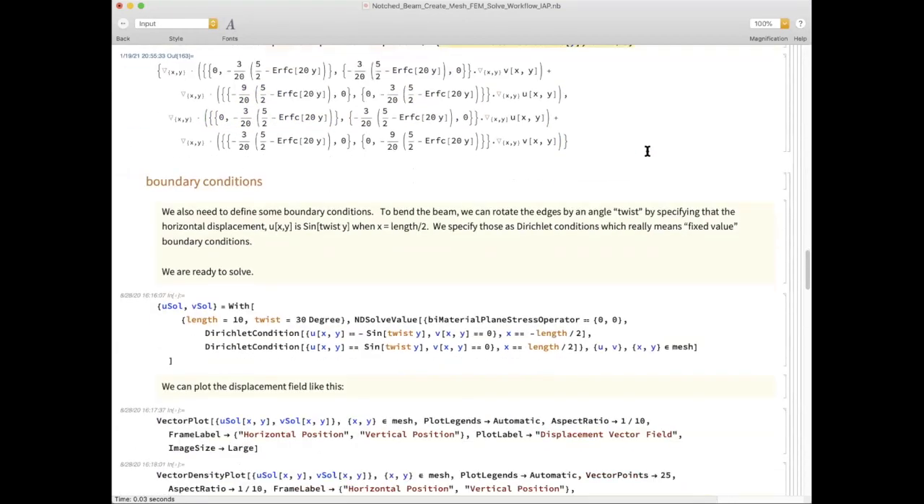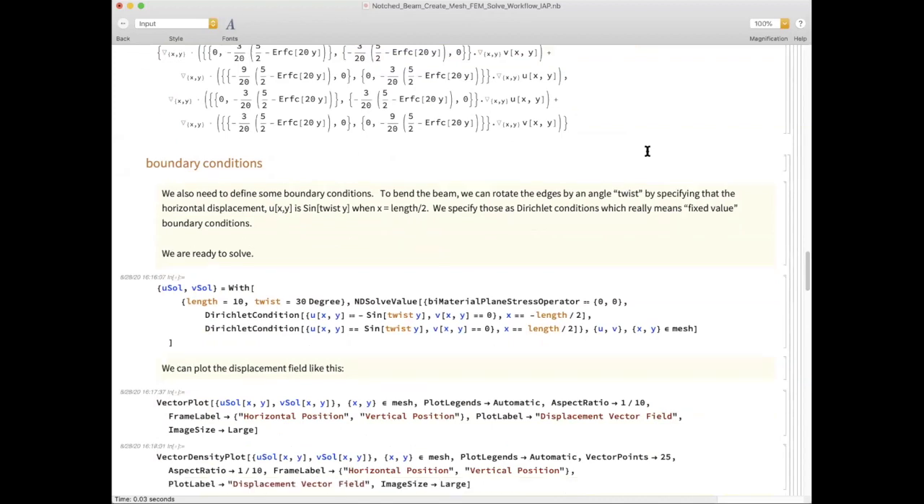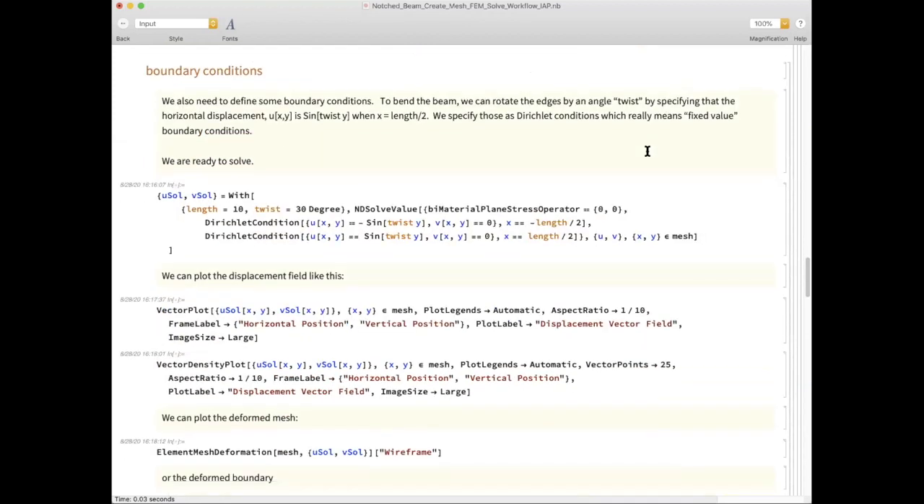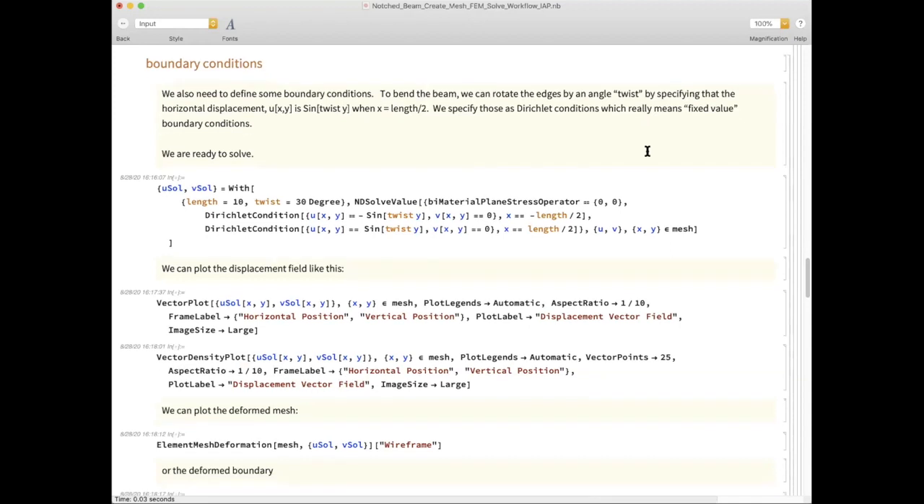All right, the next step is I want to put in some boundary conditions, and I'm looking like I might run a little bit over. So I hope you don't mind if I'm 5 minutes over.